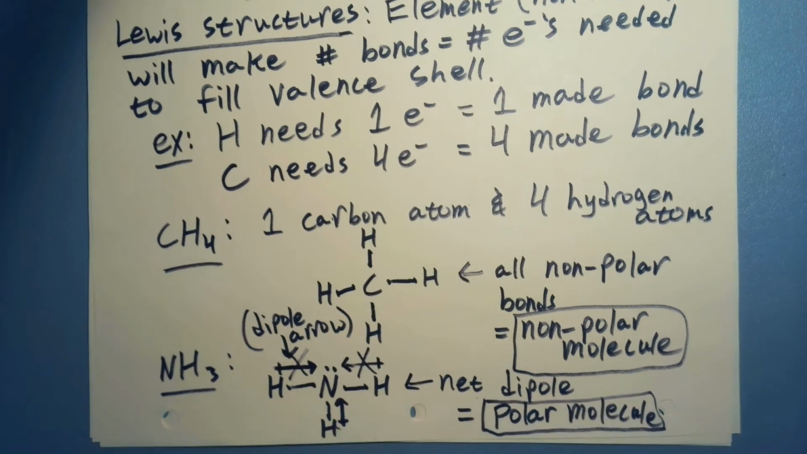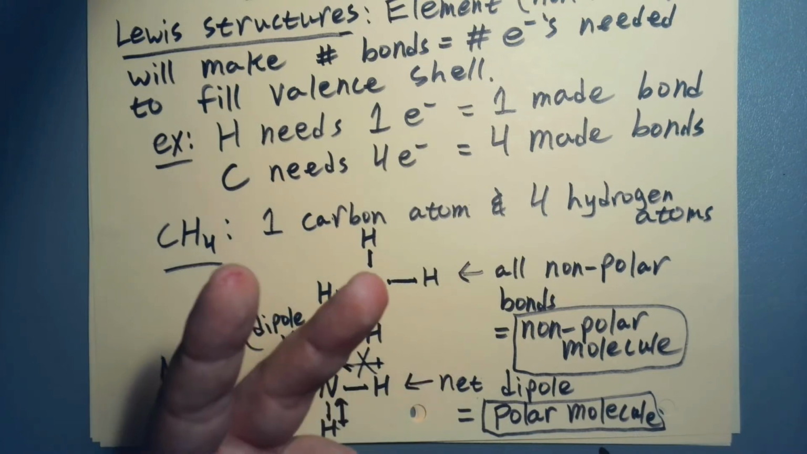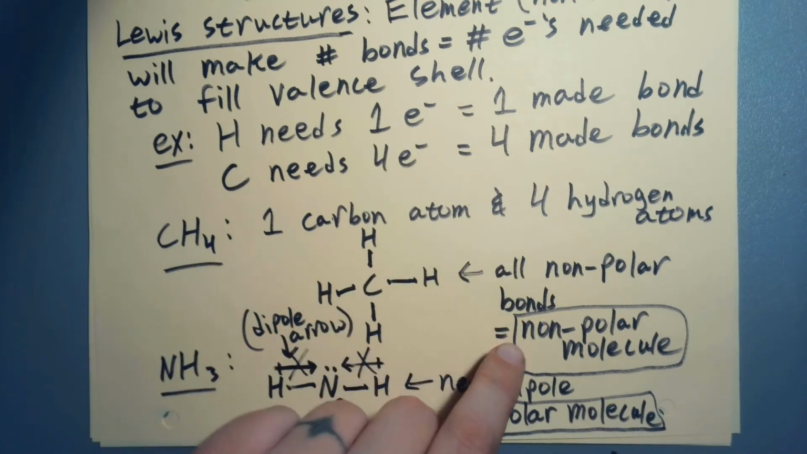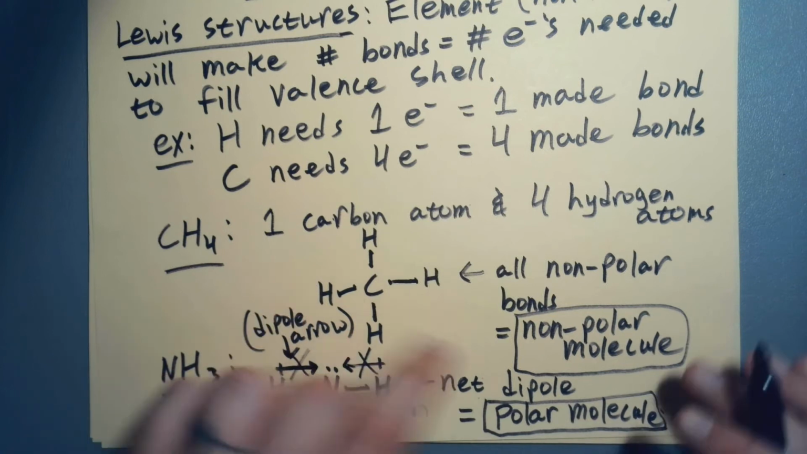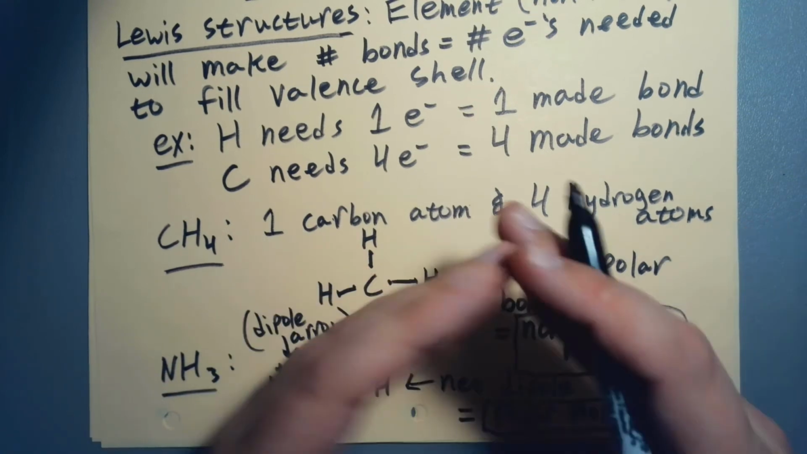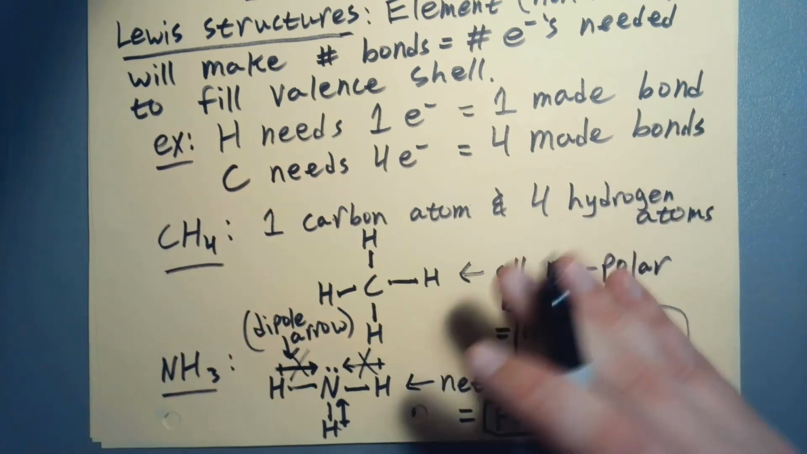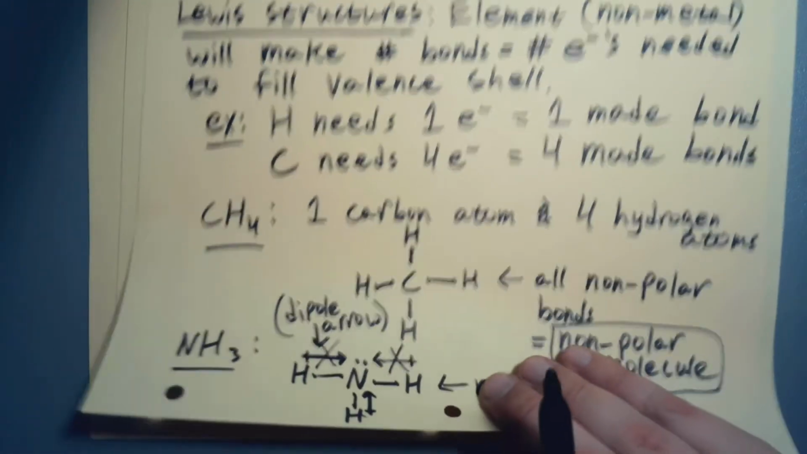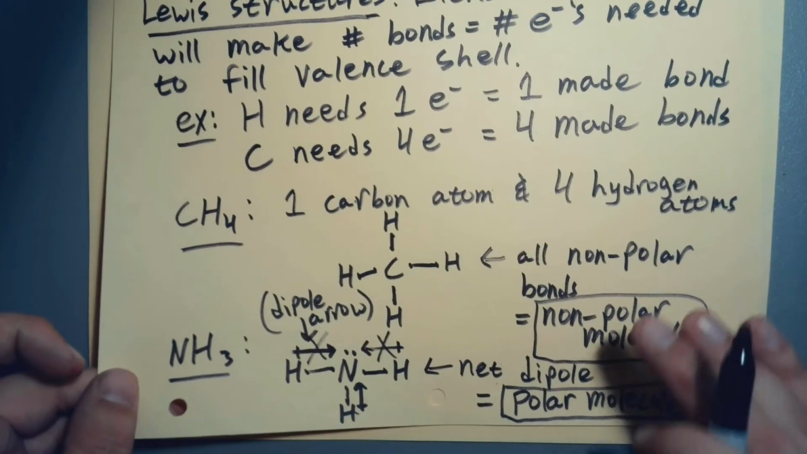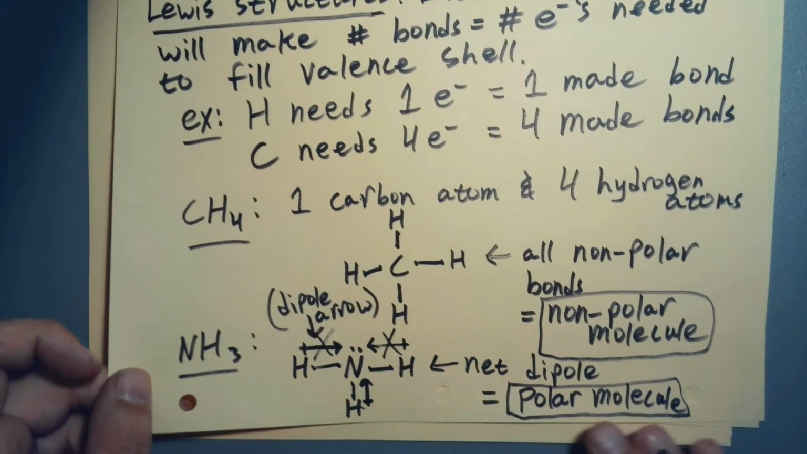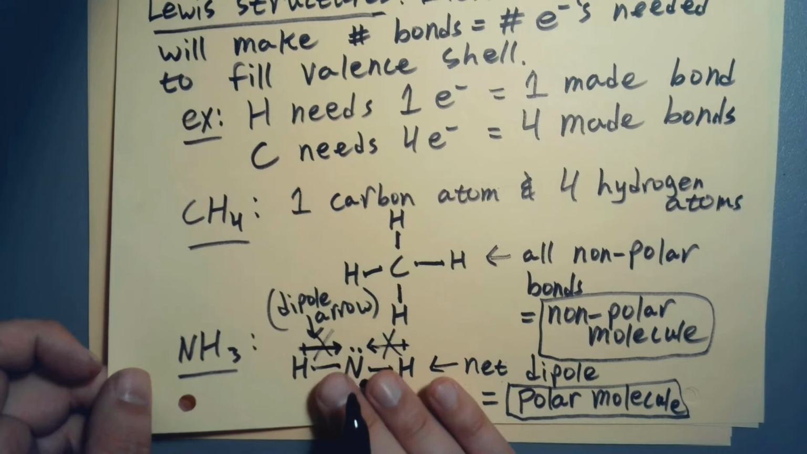Alright. So if the dipoles don't cancel out, you get a polar molecule. So there's two ways to get a nonpolar molecule. And this is the first one up here with the CH4. If it's all nonpolar bonds, you don't have any uneven electron sharing. How can you have a polar molecule if you don't have any uneven electron sharing? If you do have uneven electron sharing, you could have a polar molecule if that unevenness doesn't completely cancel out. So let's look at one more example here.